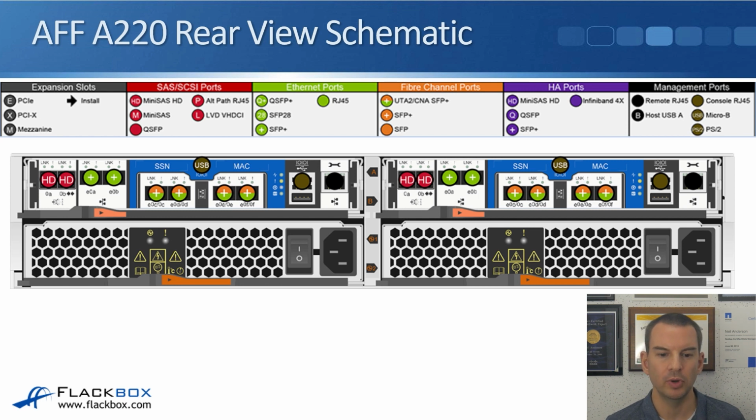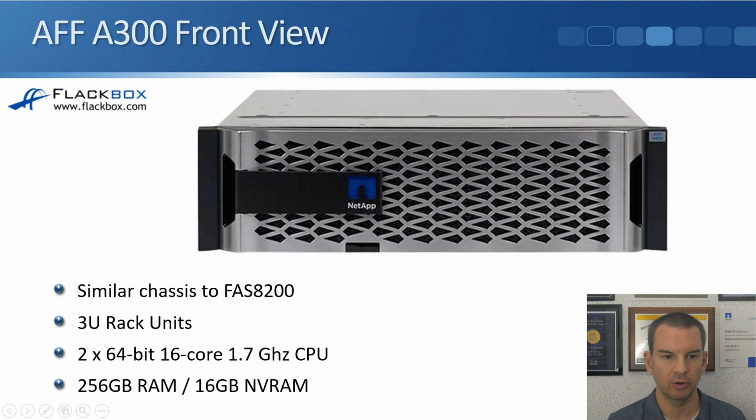Moving along, we have got the console port, which can be used for management when you plug a console cable directly into it. And we've also got the Ethernet management port, which can be used to manage the system remotely. Okay, so that is the A220. Let's move on and compare that to the next model in the series, which is the A300.